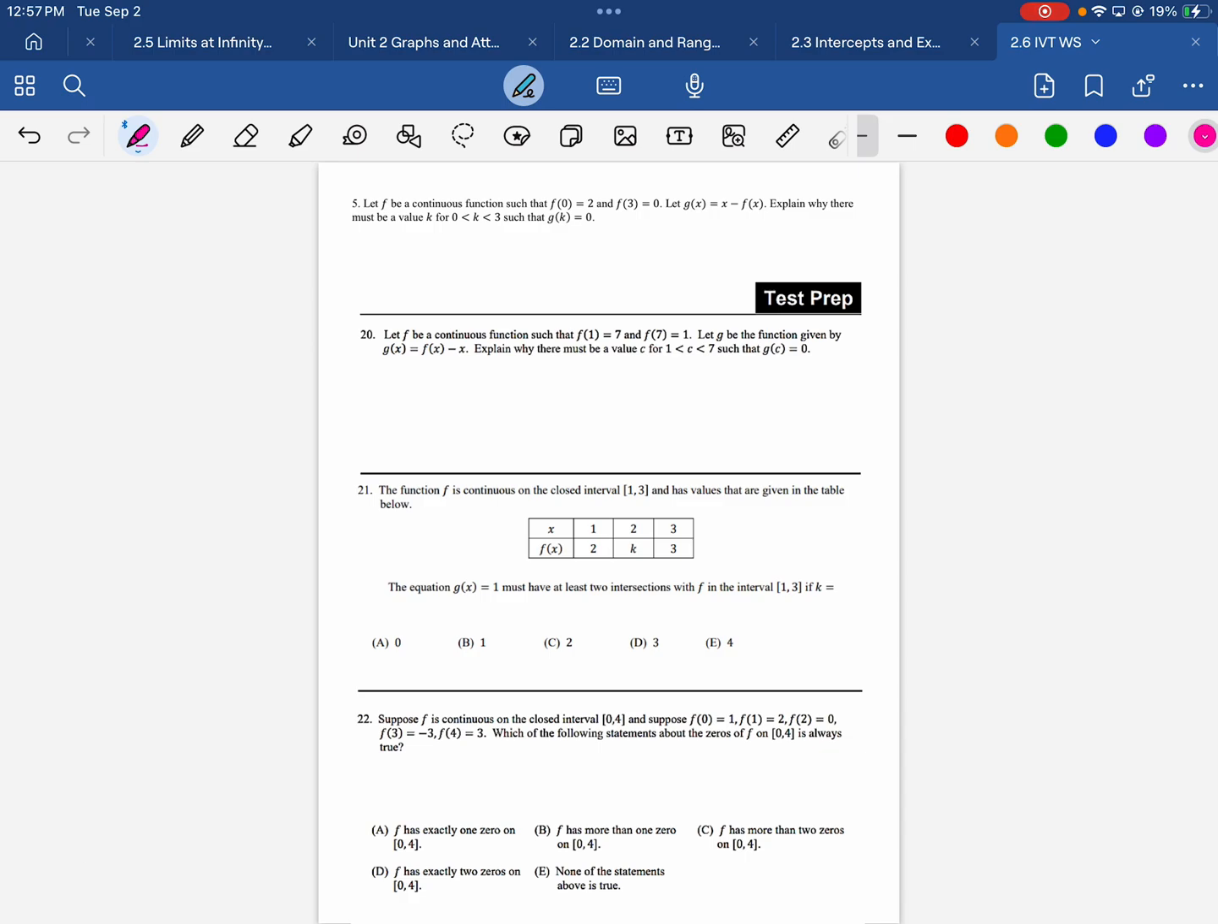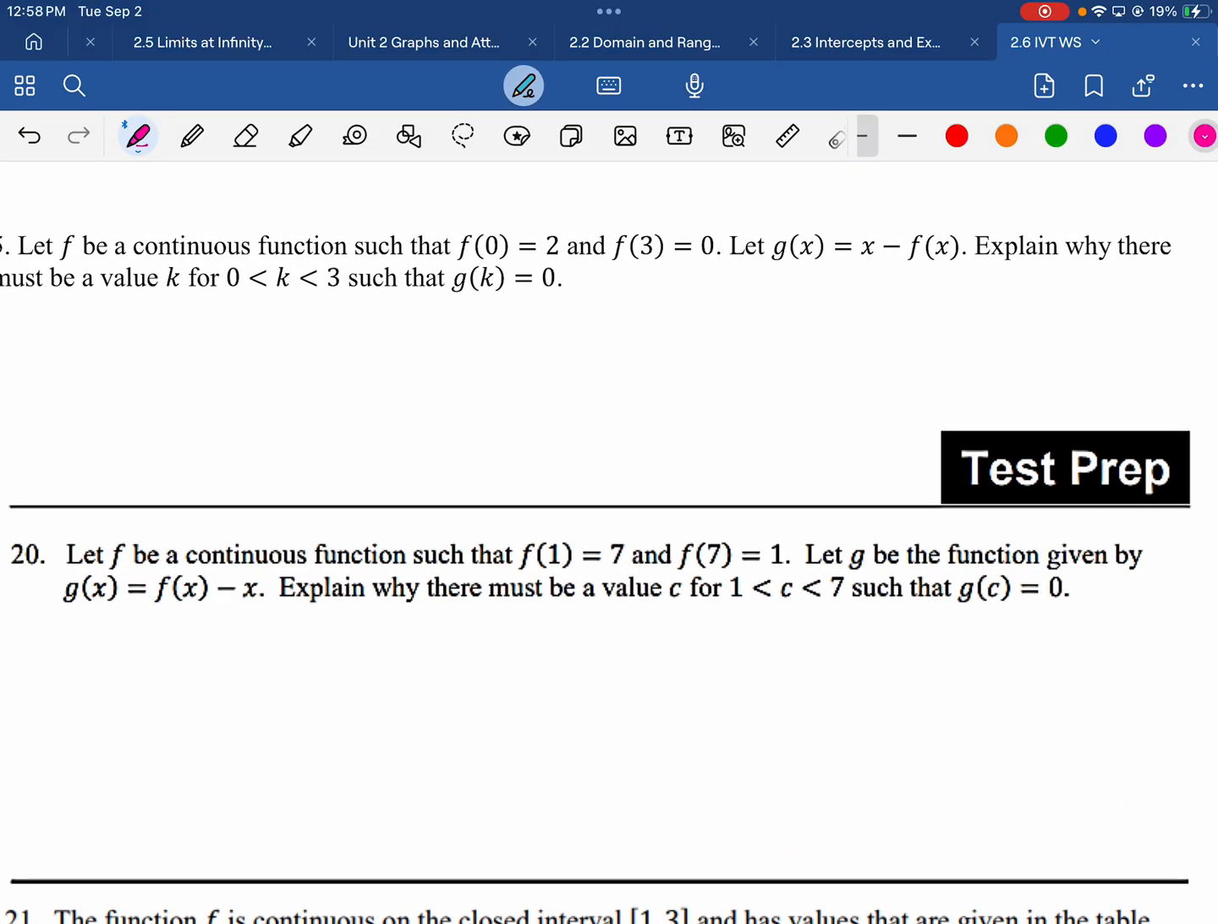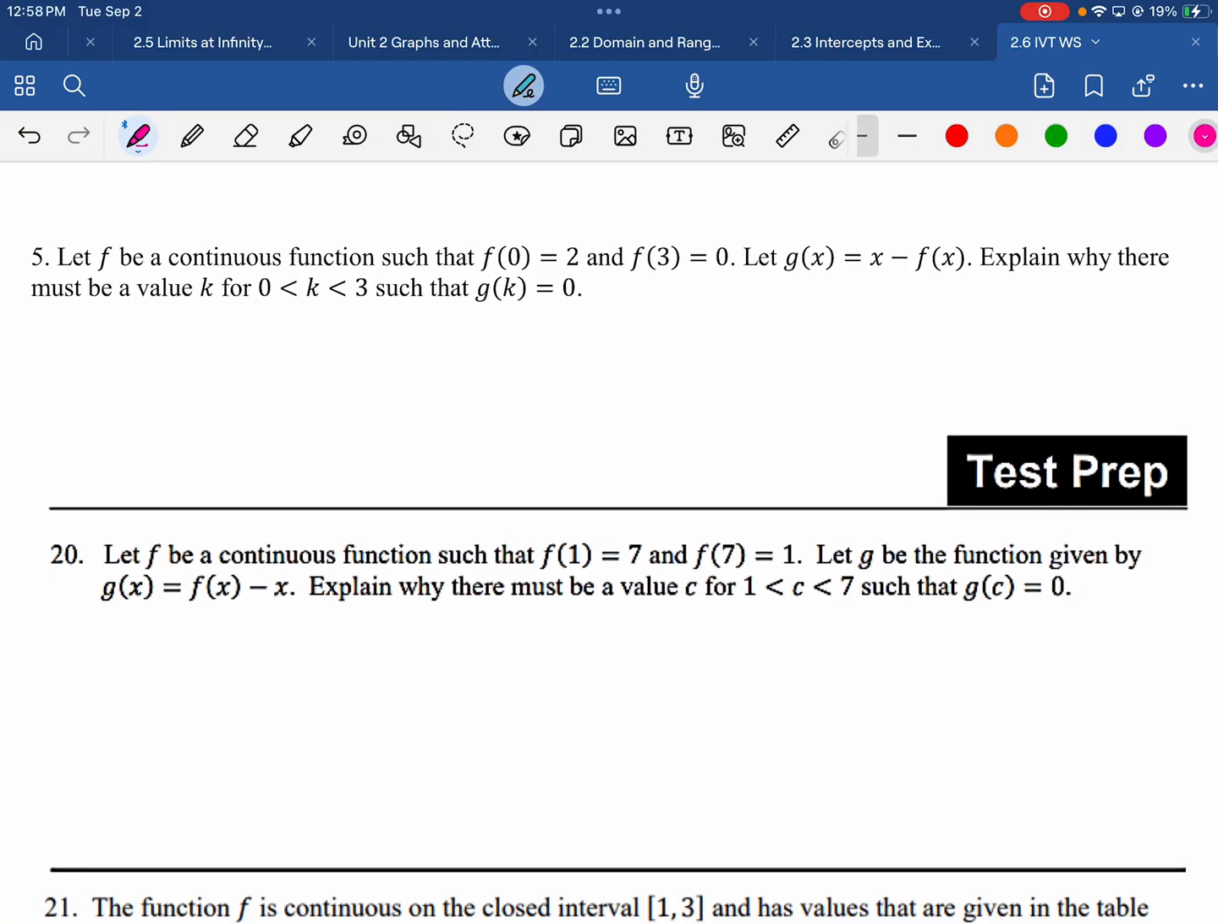All right, right before the test prep, I want to do number 5, because you have a couple other ones that are similar to that one. So it says, let f be a continuous function such that f of 0 equals 2, f of 3 equals 0. And let g of x equal x minus f of x.